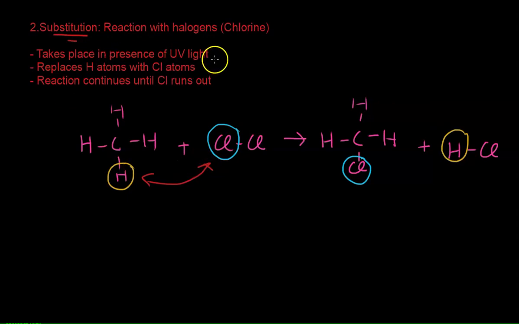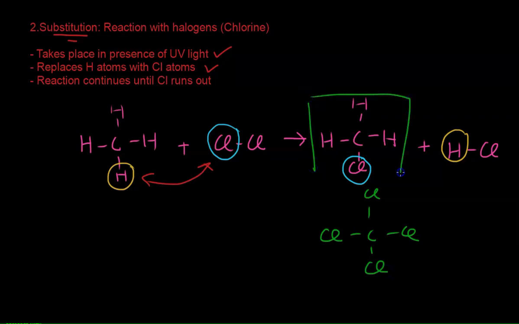And it only takes place in the presence of UV light. You replace it, and it continues until the Cl runs out. So you can actually form this molecule. But this is not in our syllabus. You just have to know it forms this molecule, which is called chloromethane. Hopefully it helps.